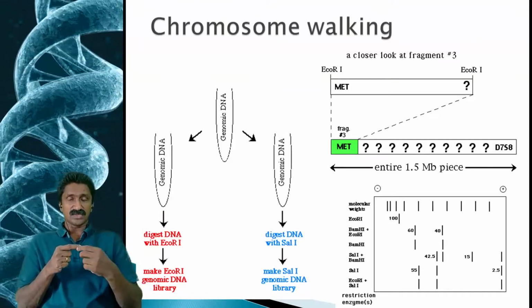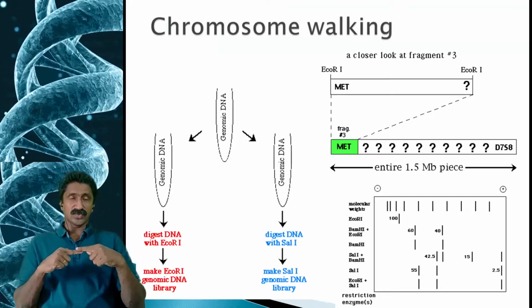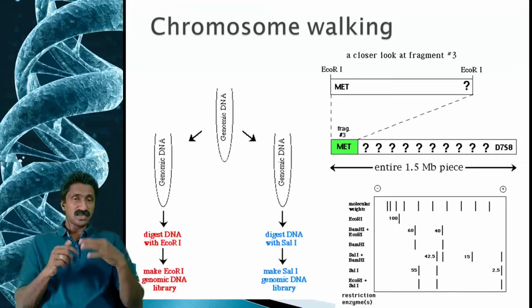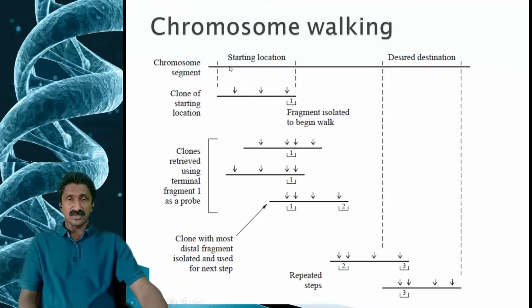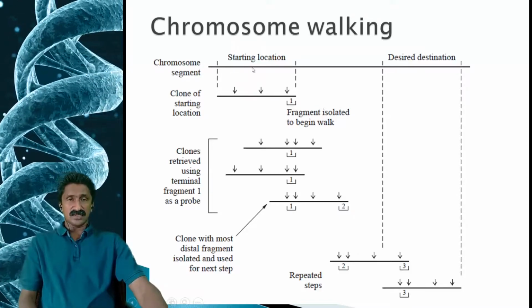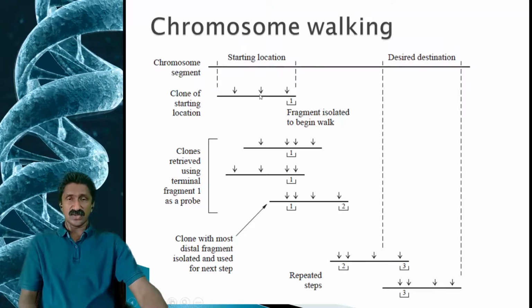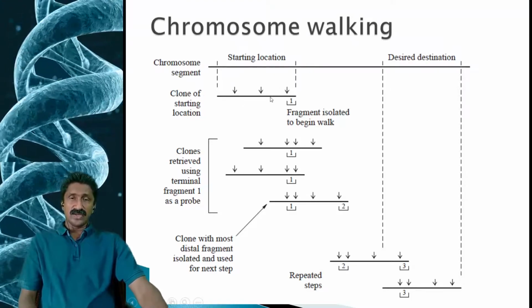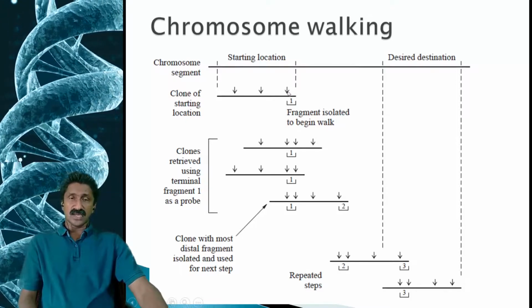So in other fragments, if there are overlapping regions, you can place it on top of that one, so it will be extended. And in such a manner, for example, here you see the larger chromosome segment. This is a desired destination region. So this is a starting location. So you identify one clone with a starting location, and you take the sequence at one end.